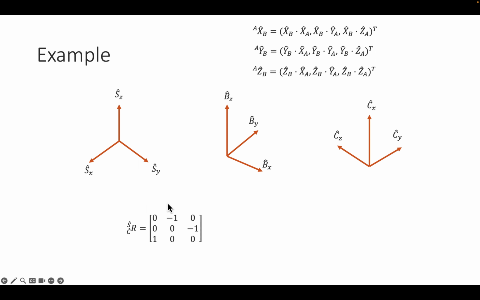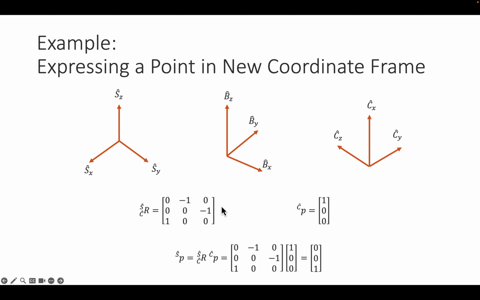Now the next column, we take the y-axis of this coordinate system C and we project it onto x. The angle is 180 degrees. The cosine of 180 degrees is minus 1. The other two angles are 90 degrees, so we put in a 0. The third column, we look at Z. We project it onto x, 90 degrees, 0. We project it onto y, 180 degrees, minus 1. And we project it onto Z, 90 degrees, so 0.